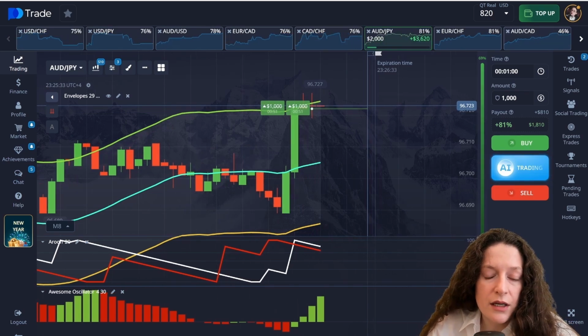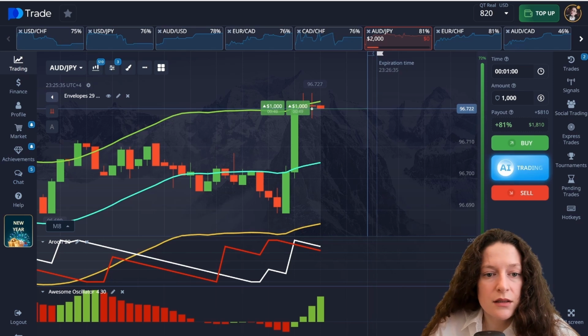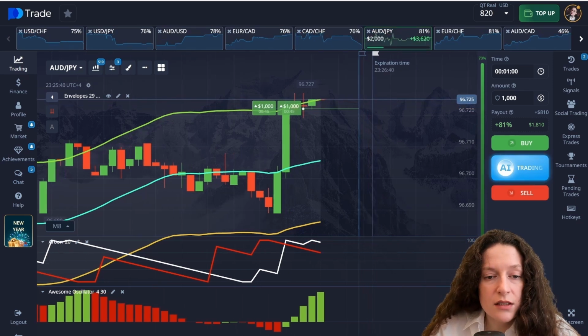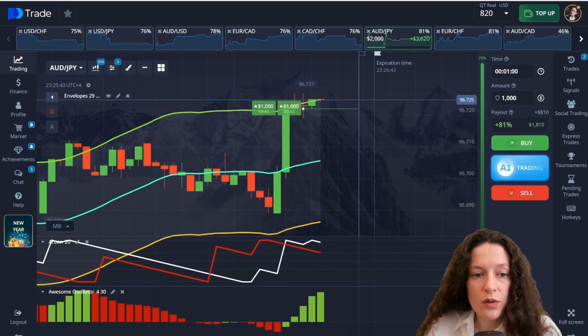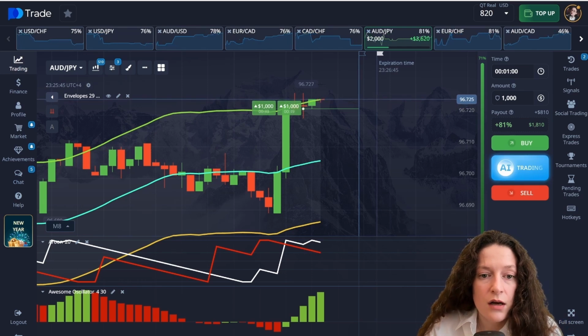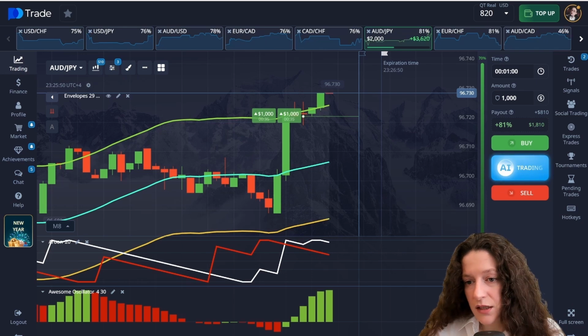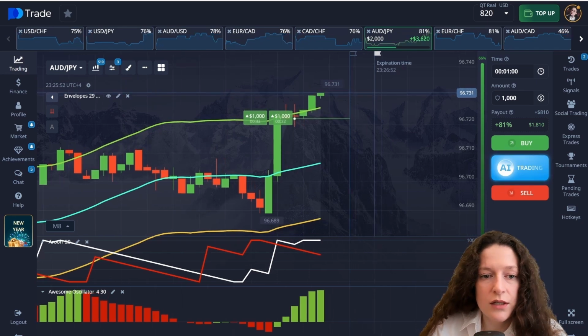Now let's take a closer look at the method. First of all, I look at the Awesome Oscillator candles. In this case, they show strong buying, accordingly, from large green candles in the downward direction.